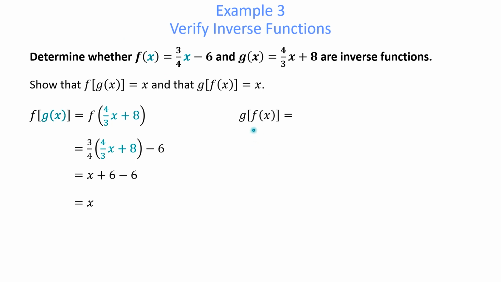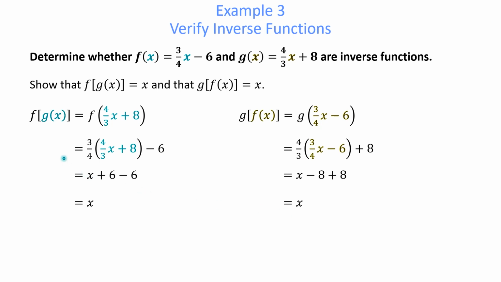Now looking at g of f of x, this function f of x, we can replace this f of x with what we have over here because they're equal to each other. And then we're dealing with the function g. Now the x values in the function g, we replace with what we have here in the brackets, and that gives us the following. And when we expand this bracket using the distributive property, we get the following, and then when we simplify this, we get the value x.